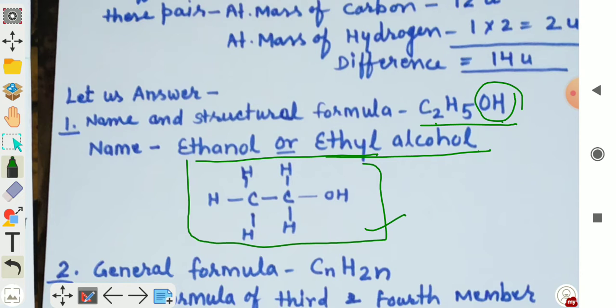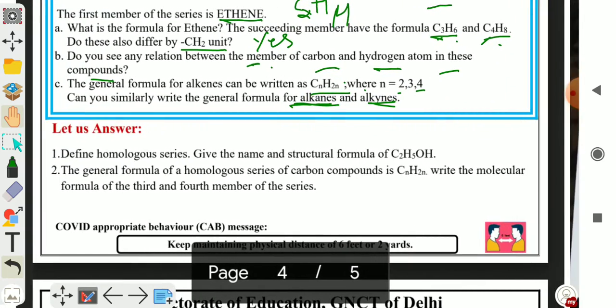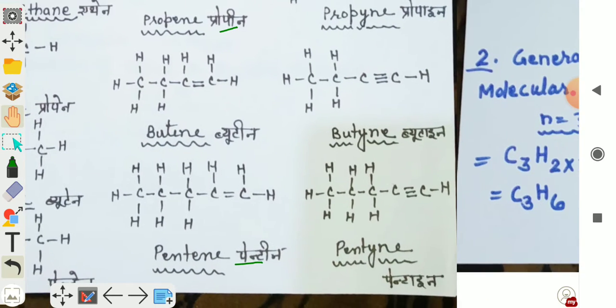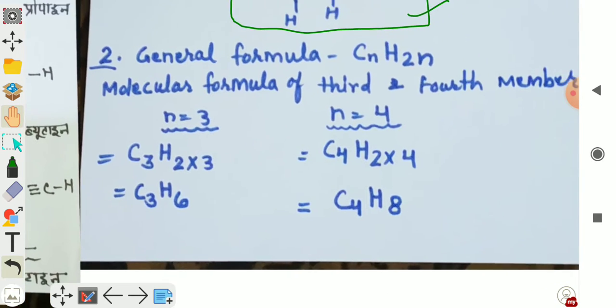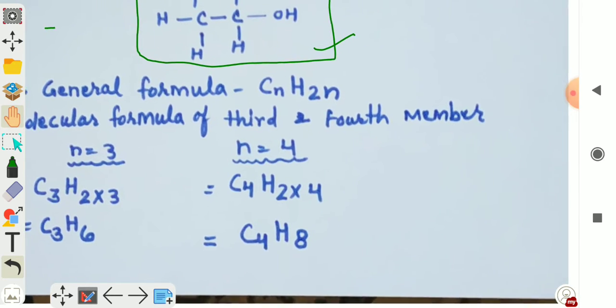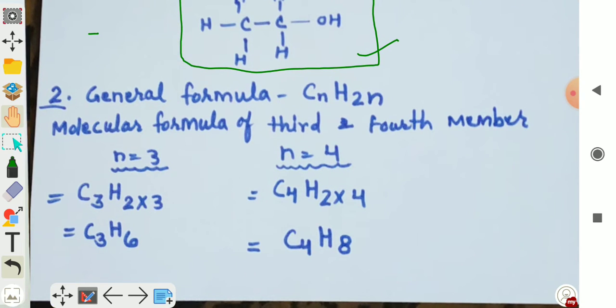Second question is about general formula CnH2n. The general formula of a homologous series of carbon compounds is CnH2n. Write the molecular formula of the third and fourth member of the series. So third and fourth member of the series, and general formula is CnH2n. Third member means number of carbon atoms 3, and fourth member means number of carbon atoms 4.